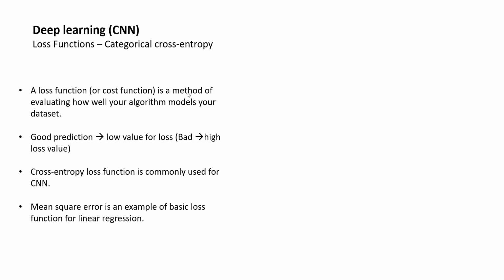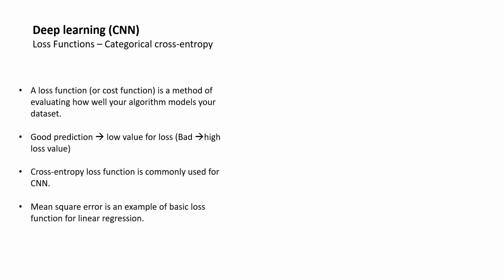A loss function is a method of evaluating how well your algorithm models your data set. If you have a very good model or prediction, you'll have a very low loss function. Which means when you start your training, initially the loss value would be very high, and as you iterate through the process, the loss value gets lower and lower.